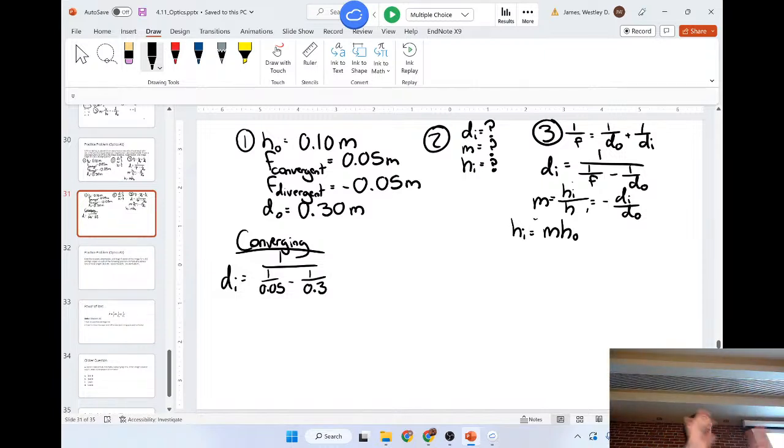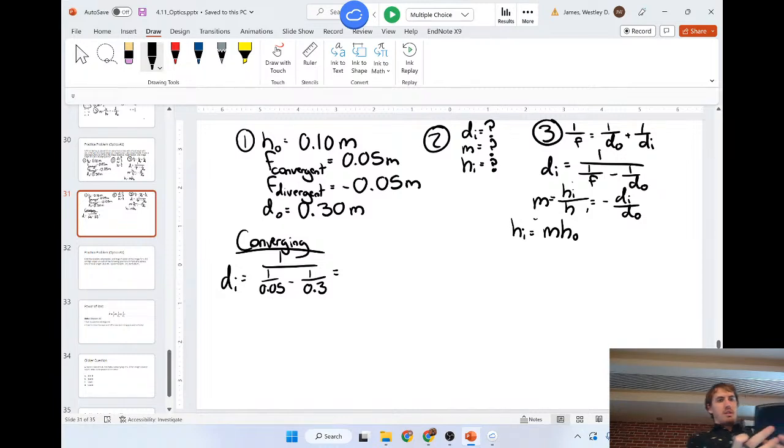Again, the only rule that we needed to remember was that focal point's negative for diverging and positive for converging. That's the only rule we've needed to remember when it comes to positive and negatives. Everything else is just going to come out from the math. If it's positive, it'll come out from the math. If it's negative, it's going to come out from the math.